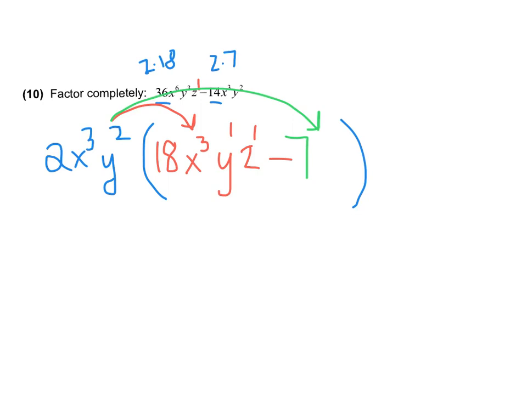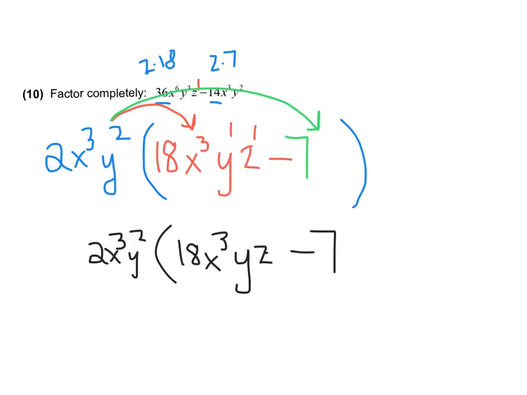Let's just write it a little nicer. This is a 2x cubed y squared times the quantity 18x cubed. Instead of saying y to the 1, we'll just say y, and instead of z to the 1, we'll just put z, and then minus 7. And that's it. That's our answer, so we will circle it.